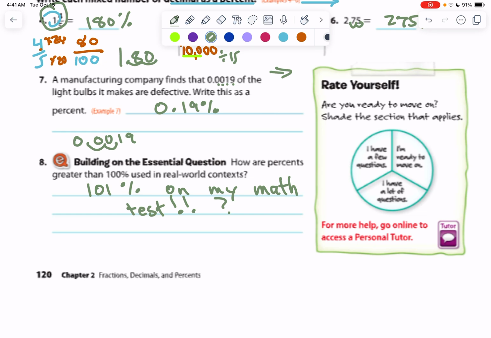Woohoo! All right, go finish your math. Feel free to work with each other as long as you stay on task. Or if I'm not working with another group, you can ask me for questions as well.